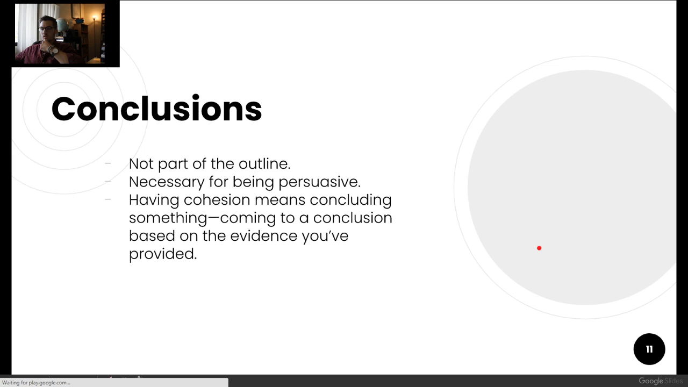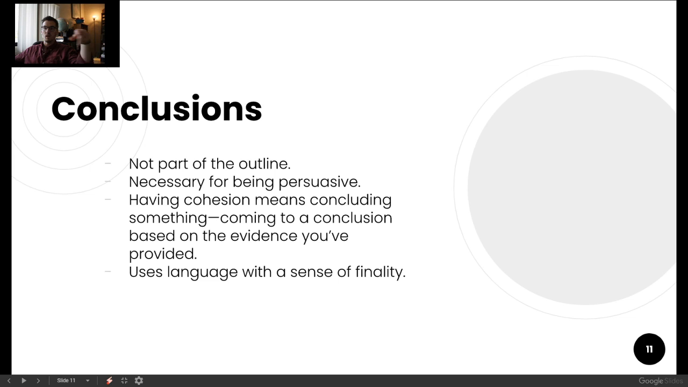Then there's more. Next, the conclusion uses language with a sense of finality. Be careful with your word choice in the conclusion in order to cause emotions in the reader concerning the essay, that it's coming to a close. But also be careful not to direct the reader away from your paper in an effort to do this, which leads me to the last point.